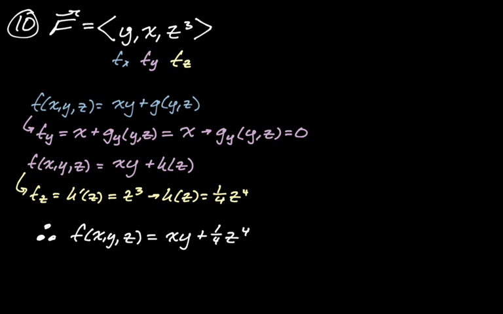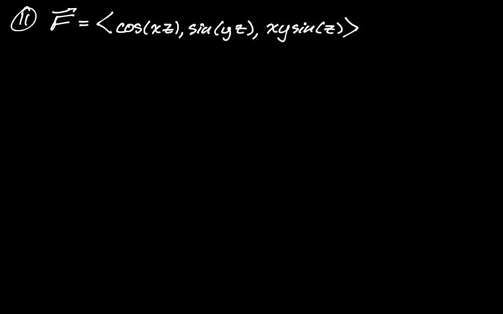All right, let's look at the next one. We've got f is cosine of xz, comma sine of yz. So that's suspicious, xz and yz. And then xy sine of just z. There's no way when we take derivatives that we go from sine of z to suddenly cosine of xz or sine of yz. So I'm thinking there's no way that this is actually a conservative vector field.